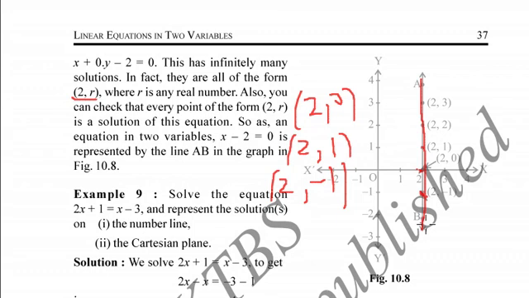Equations involving only one variable have only one unique solution. If we convert the equation into one involving two variables, we will have infinitely many solutions.